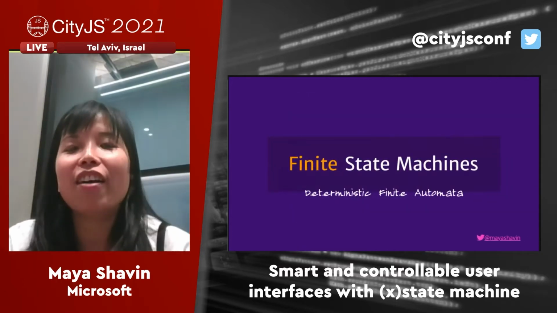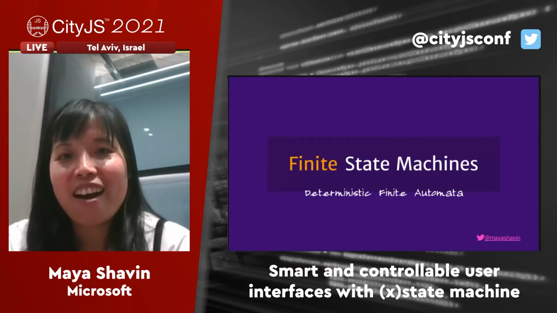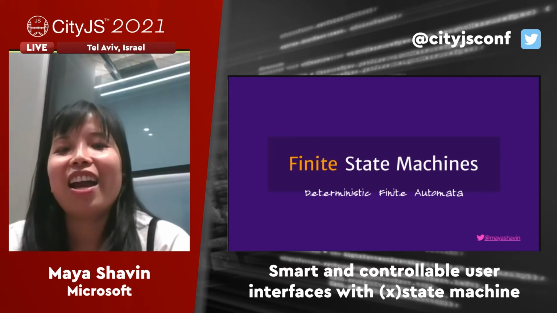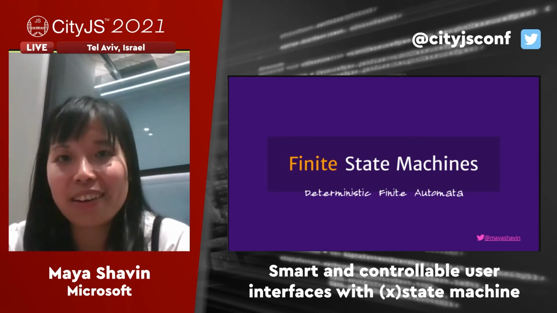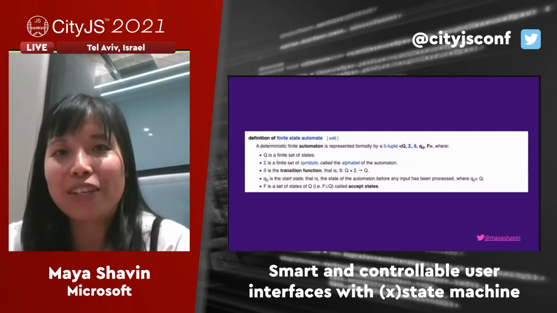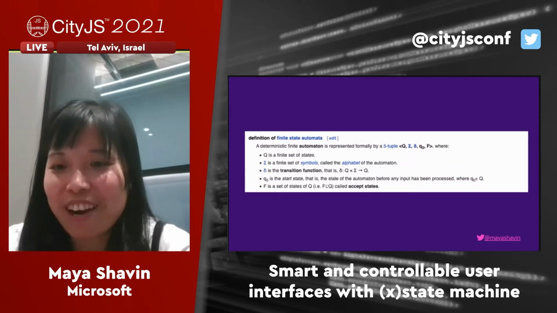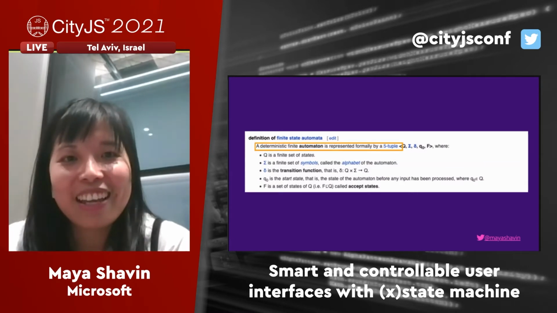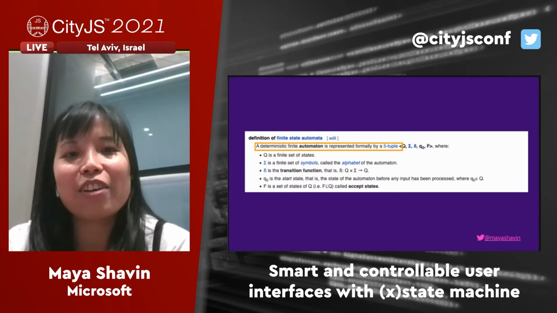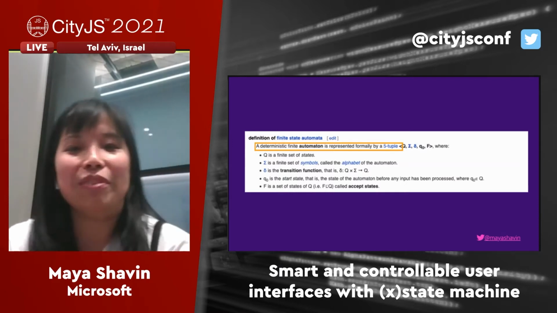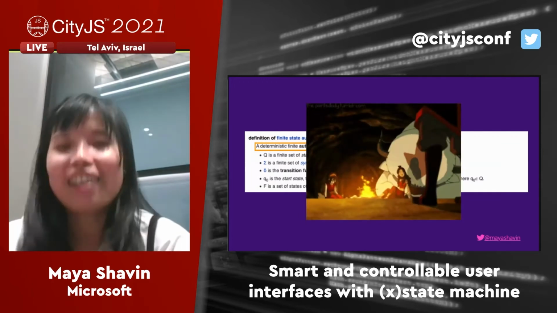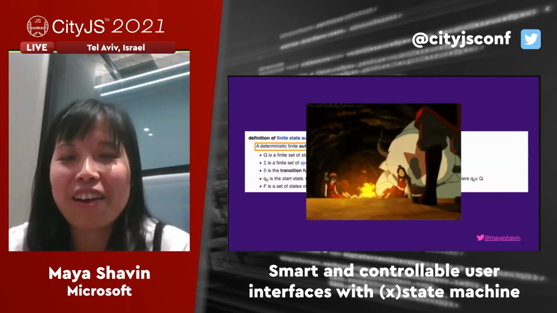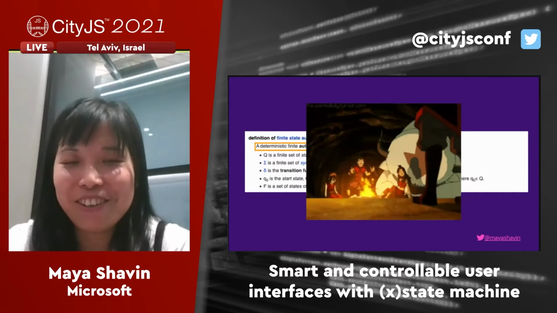And that's why we have finite state machines. Okay, so what are finite state machines? In other terms, they're called deterministic finite automata. Well, you don't have to care about this definition because it's very theoretical. A deterministic finite automaton is represented formally by a five-tuple. Yeah, no one understands that. So let's just skip it because it's very theoretical.